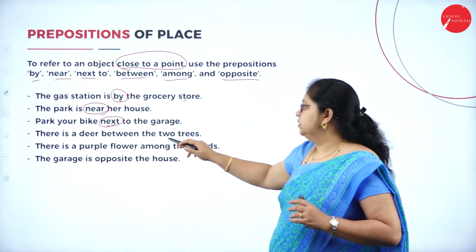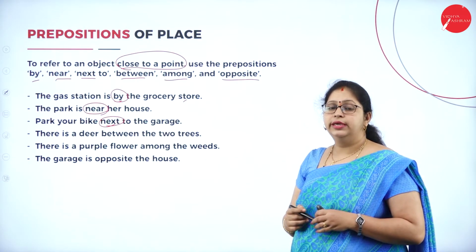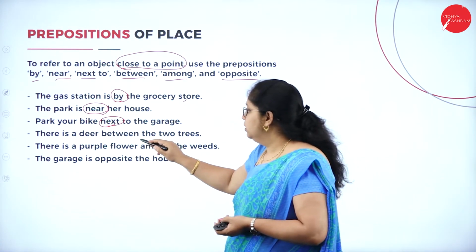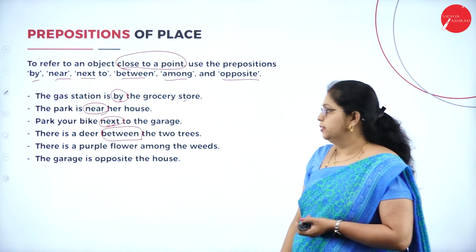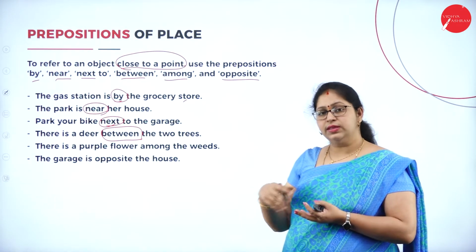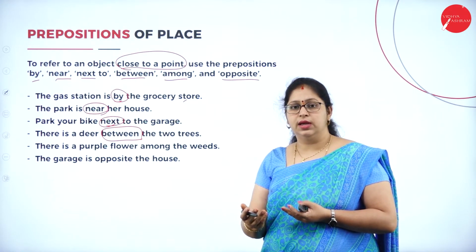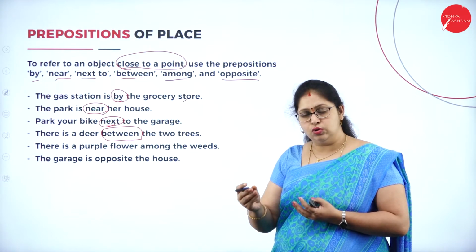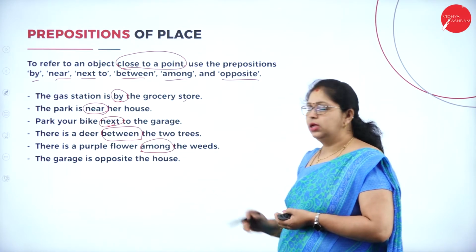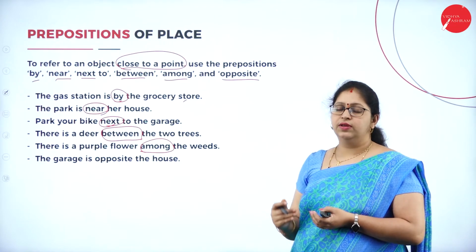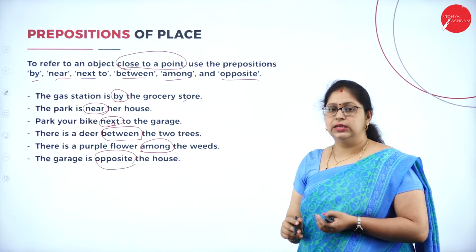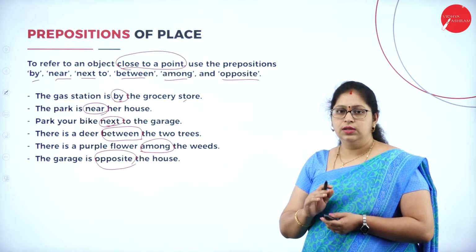There is a deer between the two trees. Where is the deer now? It is between. Two trees are there, and the deer is between them. So, between is the preposition used here. There is a purple flower among the weeds. Along with those weeds, one flower is there, which is purple in color. When we are telling about one along with all those, we use the preposition among. The garage is opposite the house. House is one point, and where is the garage? It is opposite to the house. So, this also indicates the place or closest point of the place.